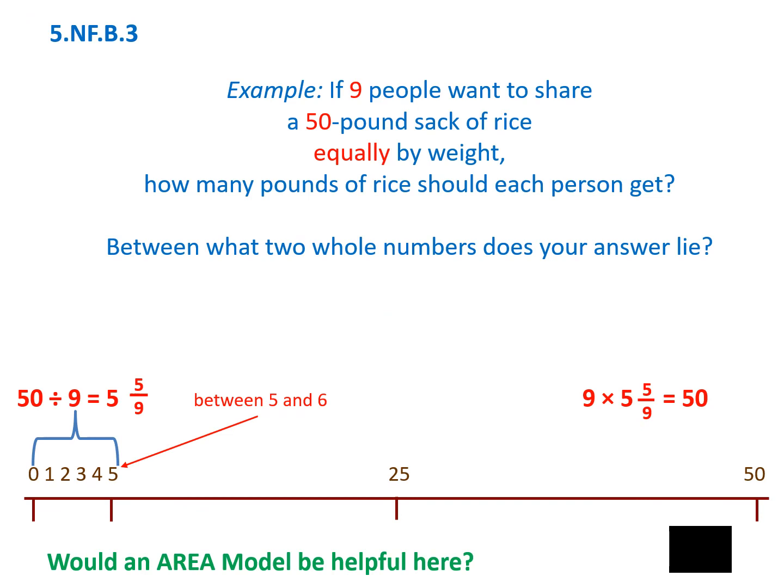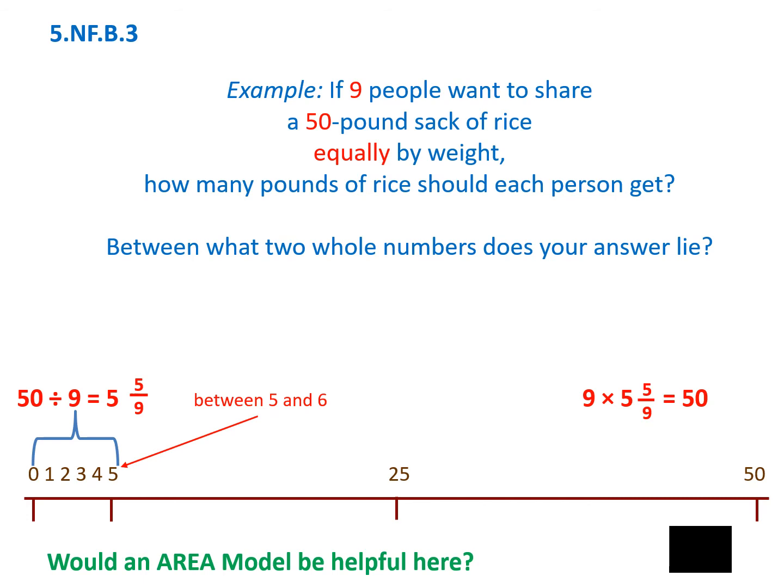In this slide, we look at the second example from the standards. If 9 people want to share a 50-pound sack of rice equally by weight, how many pounds of rice would each person receive? And between what whole numbers does your answer lie? At the bottom, we see a number line model for the problem. 50 pounds divided into 9 equal portions means that each portion would weigh 5 5/9 pounds. And 9 times 5 5/9 equals 50.